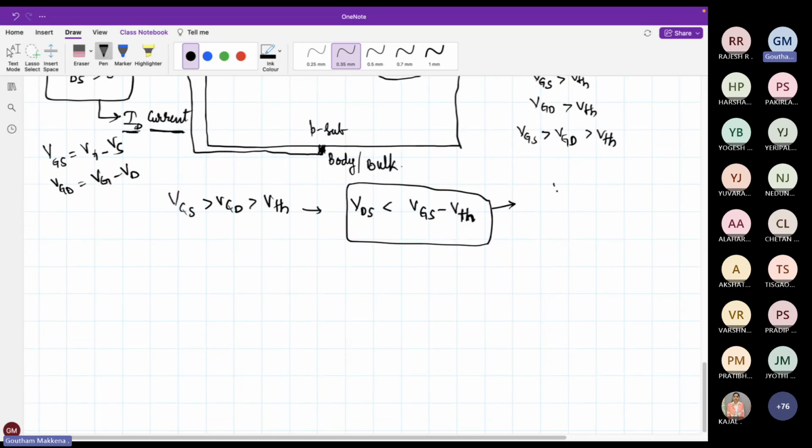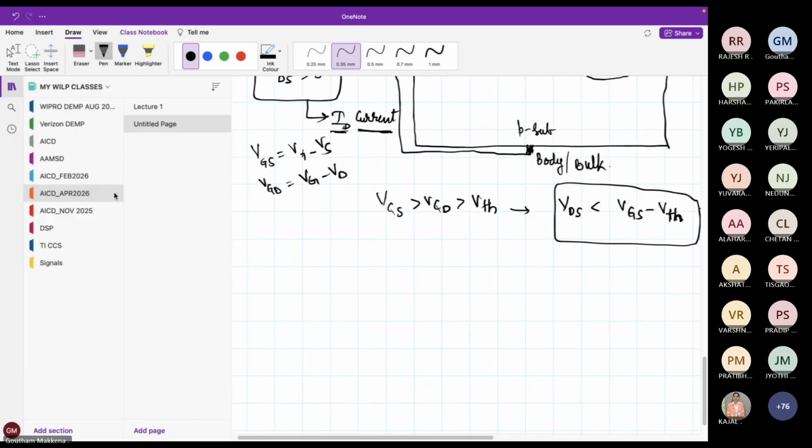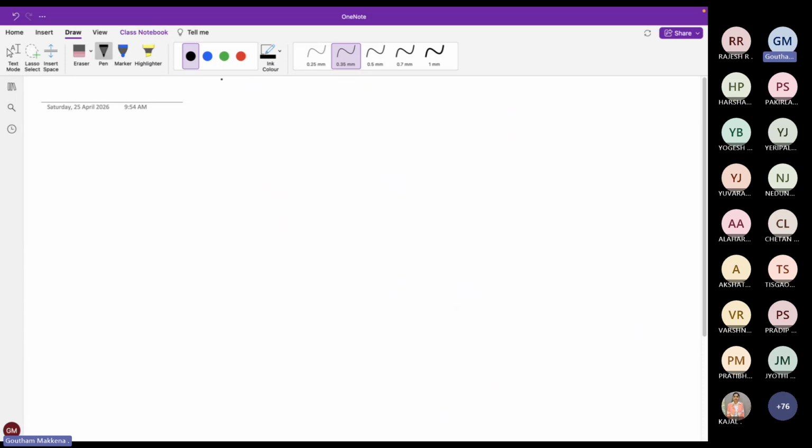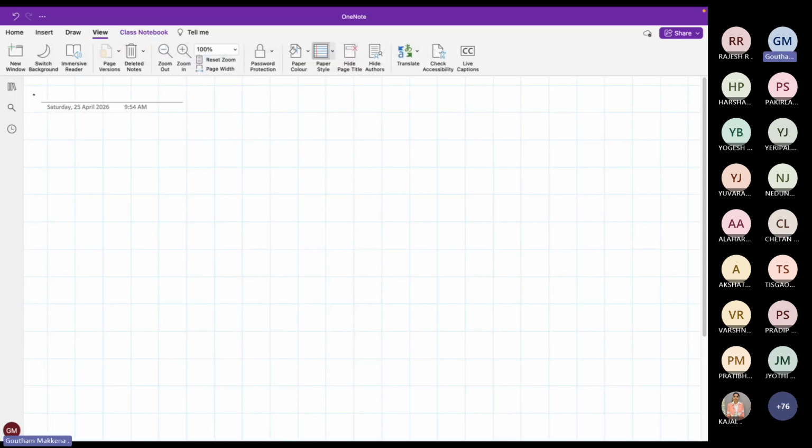So what are the two main conditions over here? VGS is greater than VTH and VDS is less than VGS minus VTH. This is the same as writing VGS greater than VGD greater than VTH. These two are one and the same. Now, let us get to case 4.